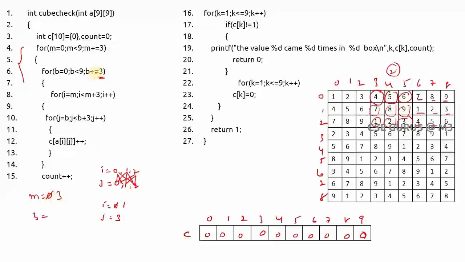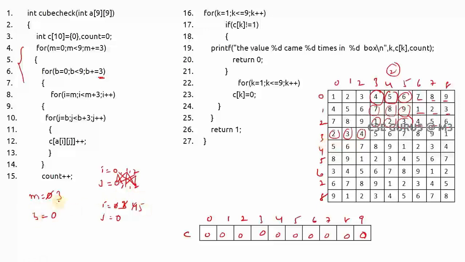What is the next m value? It's not 1, it is 3. Why? Because m is incremented by 3 every time. So now b starts again from 0. So m equals 3, b equals 0. So i equals 3, j equals b, which is 0. So now 3 0, 3 1, 3 2. All these values will be taken. Next i value will be incremented: 4 0, 4 1, 4 2. Like this. Next i value will be incremented: 5 0, 5 1, 5 2. Like this it will take.